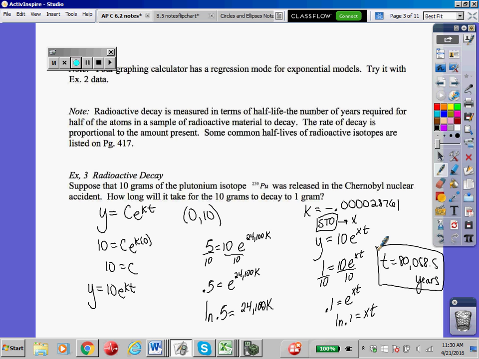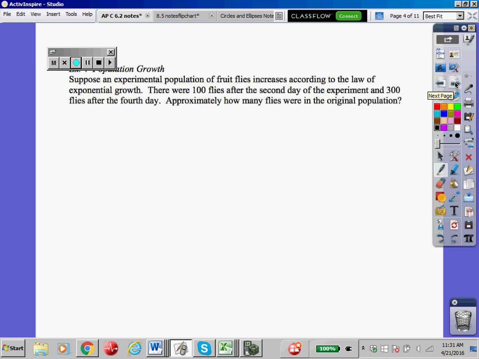Mine's giving me some weird 9.8. Did you find k first? The k was negative 0.0000287761. Yeah, I did. And I stored it inside alpha A, which I'm using. So did you do ln 0.1 divided by your alpha a? Do you graph digger? I do, actually. Okay. You got it now? That was my error. Okay.